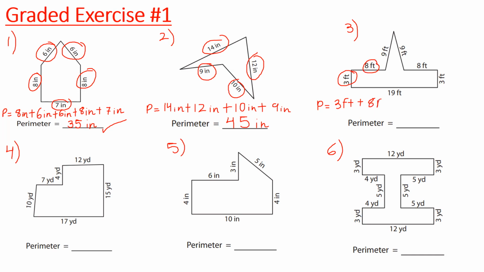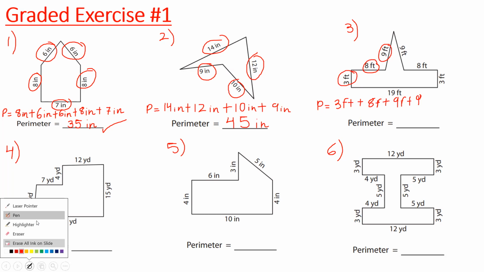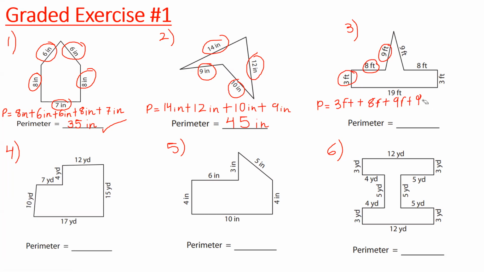So we have 3 feet plus 8 feet plus 9 feet. Some people are not putting their working, but you need to put in your working. You can't just put the answer. How did you get the answer is the question. You have to put also how you got it. Remember, it's math, so you must show your working.